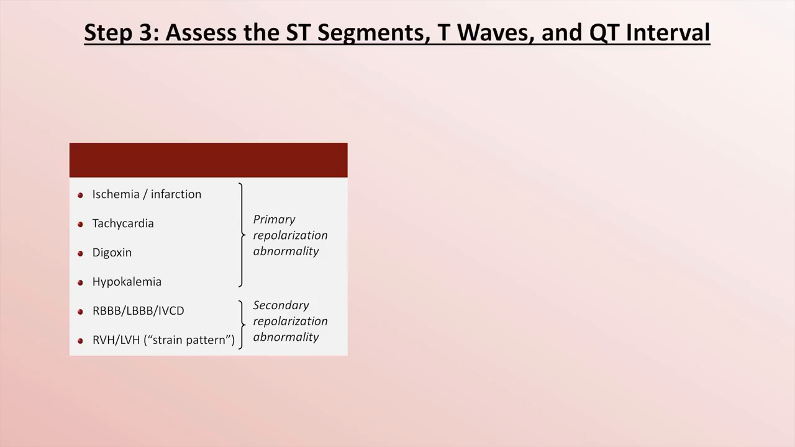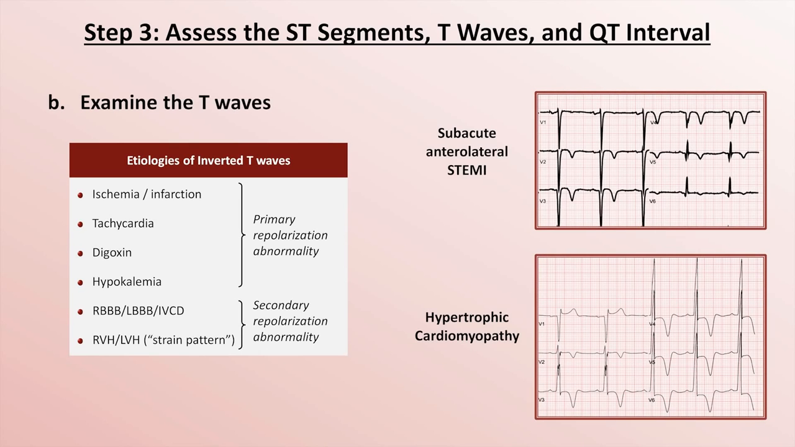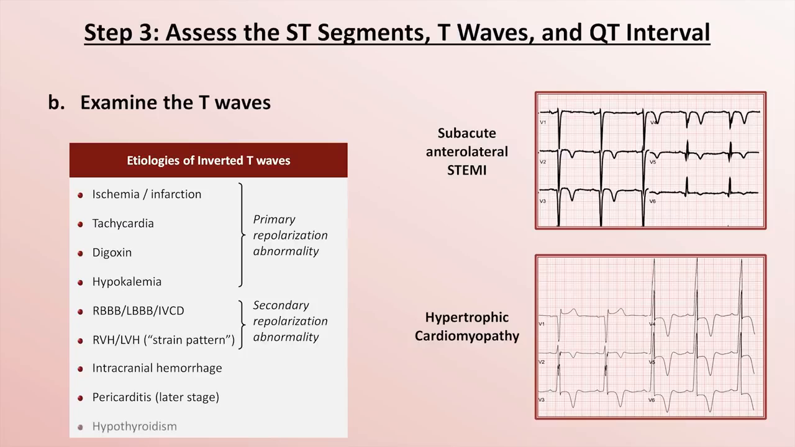When we look at inverted T waves and their etiologies, the interesting and helpful thing is that the list is nearly identical to that of ST depressions. There are just a couple of rare additions: intracranial hemorrhage, late-stage pericarditis, and hypothyroidism. Remember that isolated T-wave inversions in leads 3, AVR, and V1 are common and normal.